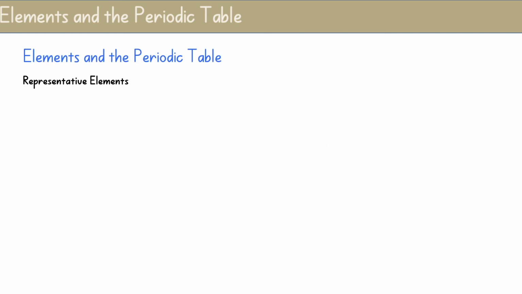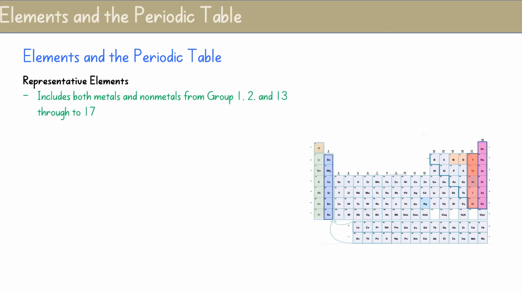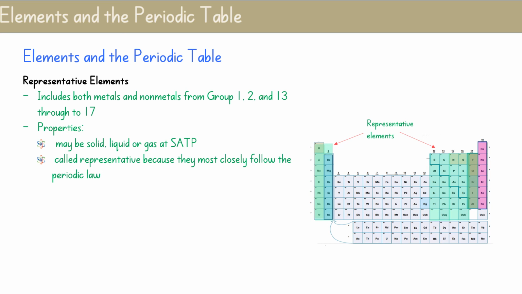Now, continuing on, let's take a closer look at what we call the representative elements. These are elements that include both metals and nonmetals from group 1, 2, 13 through 17. What are the properties? They could be solid, liquid, or gas at SATP. They're called representative because they most closely follow the periodic laws. They may form many colorful compounds.